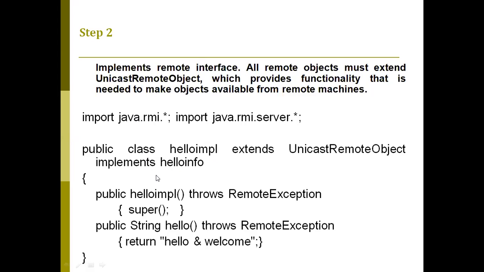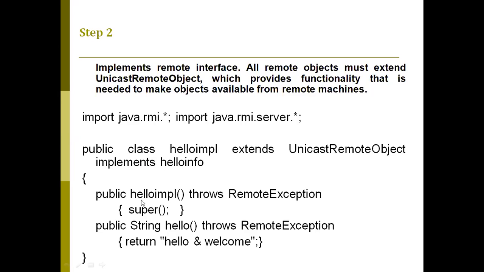Now HelloInfo is the interface that we have created in the first step. That interface we are going to implement over here and extend UnicastRemoteObject. So what is the use of extending UnicastRemoteObject? Objects that require remote behavior should extend RemoteObject via the UnicastRemoteObject class. So that's why we extended the UnicastRemoteObject.